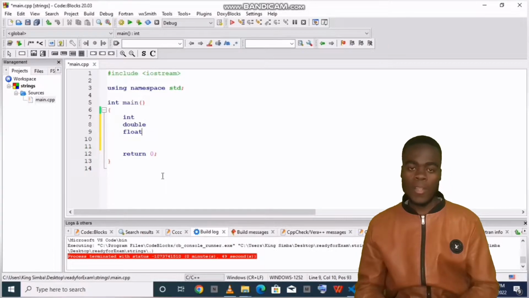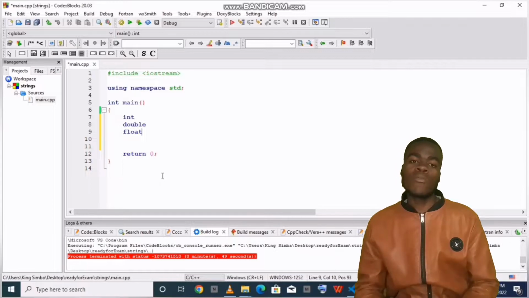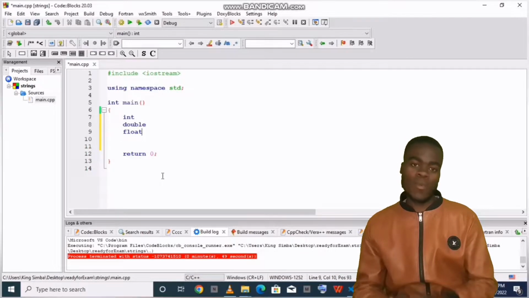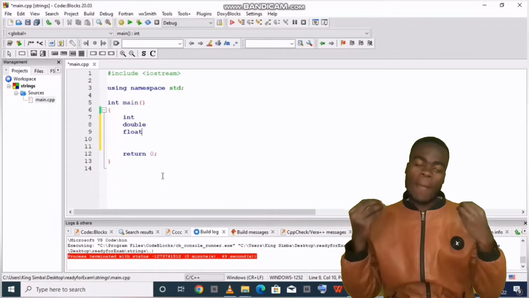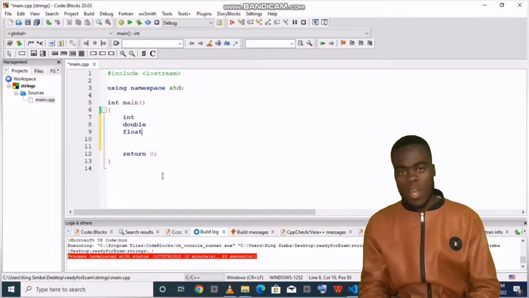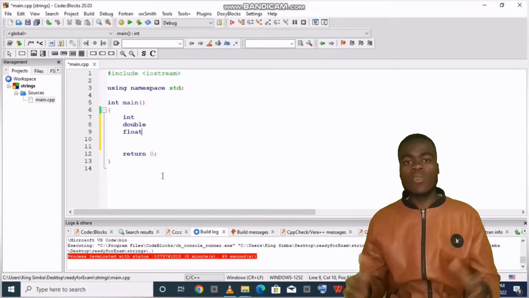Today we are going to talk about numbers. We're going to explain different types of numbers that are used in C++. We're going to talk about doubles, integers, and floats. We're going to talk about how these numbers are differentiated, which type of numbers to use in different situations, how they are applied, and the range of these numbers.